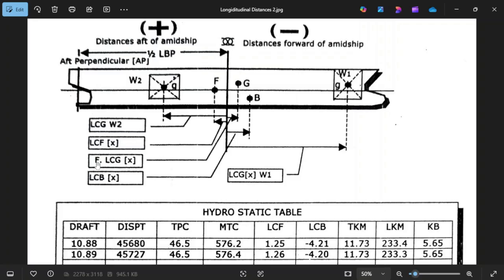Let's see, what is this? Let's say freshwater. Freshwater LCG, or fuel oil, is in the forward part of midship, so that will be this one, F. And the center of buoyancy, this one is a negative sign. That's why negative here is the forward part, okay?